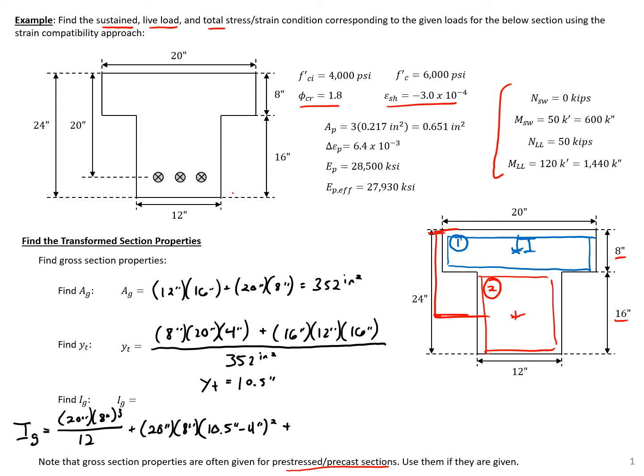And then we have our I and AD squared component for our second rectangle. So 12 times 16 to the third divided by 12 plus 12 times 16, our area times our D squared component, 10.5 minus 16 squared. And this will give us a gross moment of inertia of 17,517 inches to the fourth.